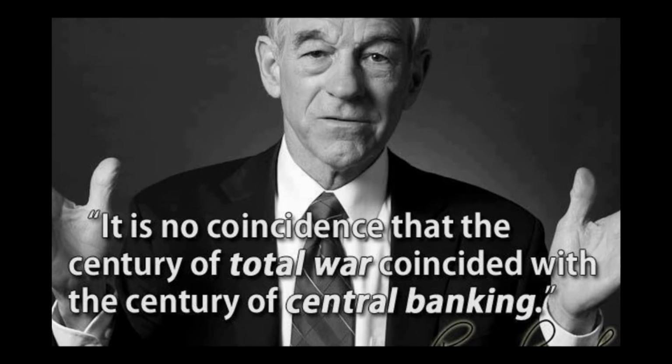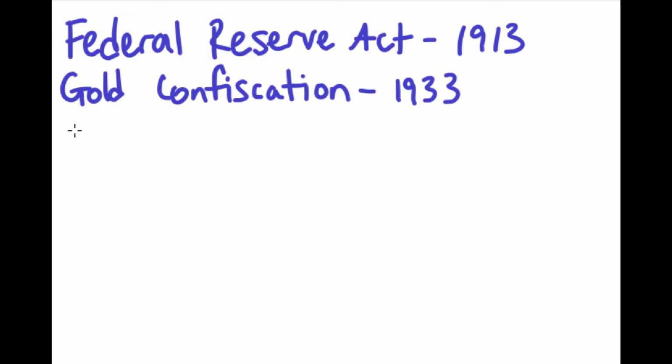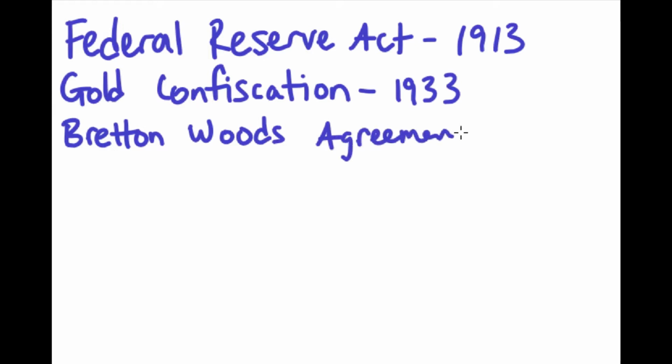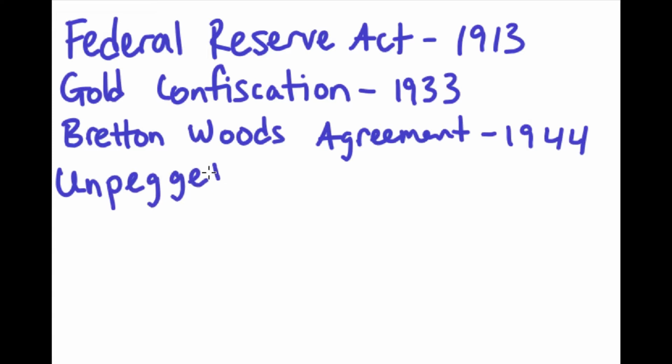To quote Ron Paul, "It is no coincidence that the century of total war coincided with the century of central banking." Then, after the Second World War, the Bretton Woods system was established. The United States had become so rich that the whole world pegged their monies to the US dollar, which was then pegged to gold. That lasted for a little while, but in 1968, silver certificates were defaulted on.